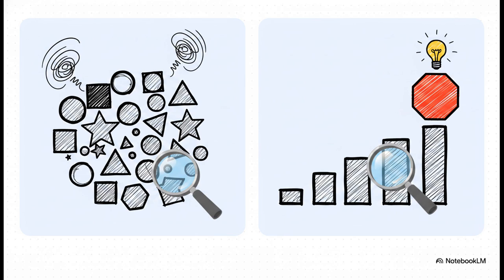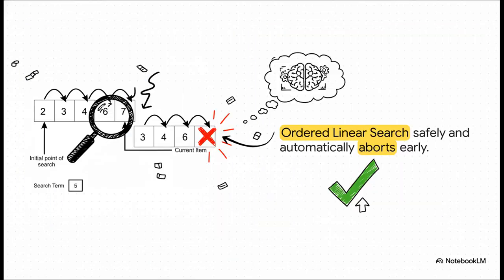If our data is already sorted by magnitude, an ordered linear search gets just a little bit smarter. Why? Because it knows exactly when to throw in the towel and quit early. You can see how this plays out right here. Let's say we're hunting for the number 5. The algorithm hops 2, then 3, then 4, and then it hits 6. Since the list is ascending, the second the pointer hits that 6, the search safely aborts. The computer logically knows, hey, 5 is never going to appear after a 6, so it saves us from checking the rest of the list.